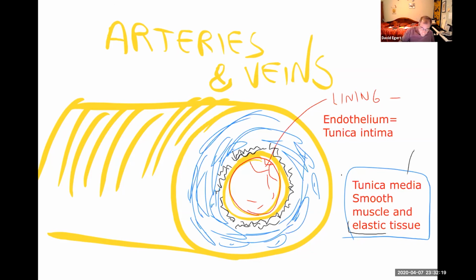Then the outermost part, there are a couple of names we can use for that. We can call it the tunica externa. We can also just call it the adventitia. You should probably know that word, adventitia. In general, adventitia is just dense connective tissue. So dense fibrous connective tissue.